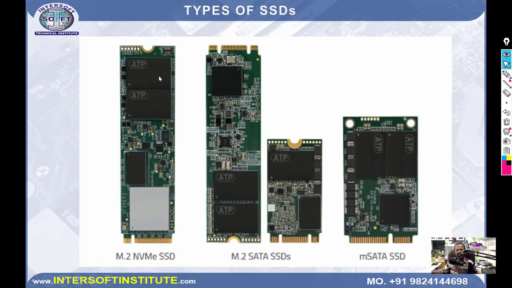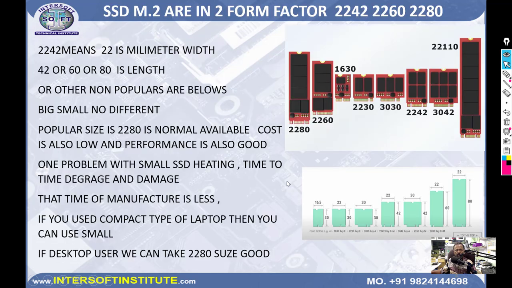So these are your NVMe connections. You can find NVMe like this. NVMe type M.2, SATA SSD, M.2, mSATA SSD, like that. So these are the NVMe types, and you have already seen SSD and NVMe. There are different sizes of NVMe coming in different form factors.